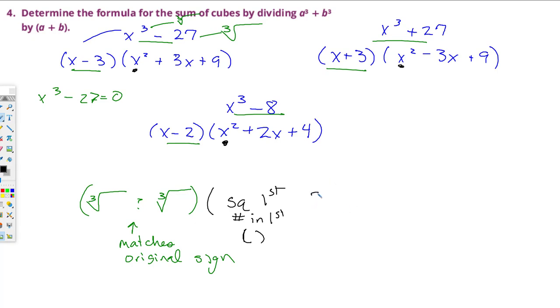What about the sign in between? How do I determine that sign? Because these two are positive, this one's negative. So how would I know if I'm going to put a positive or a negative? I don't know if I'm going to add or subtract. Opposite.